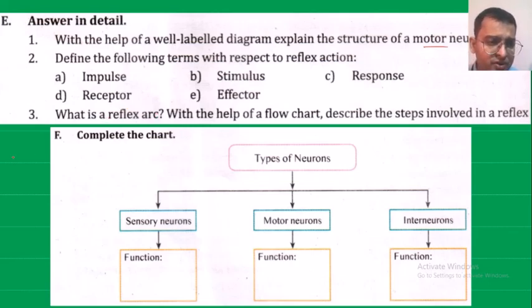Okay, what is the reflex arc? The diagram is represented. We have also discussed that in our previous video. And what are the types of neurons? Sensory neuron, motor neuron, interneuron, what are their functions? Sensory neurons are going to take the impulse due to the stimulus up to the spinal cord. Then the interneurons are going to connect the sensory neurons with the motor neurons. The motor neurons are going to connect to the final target organ, how they have to respond to the stimulus.